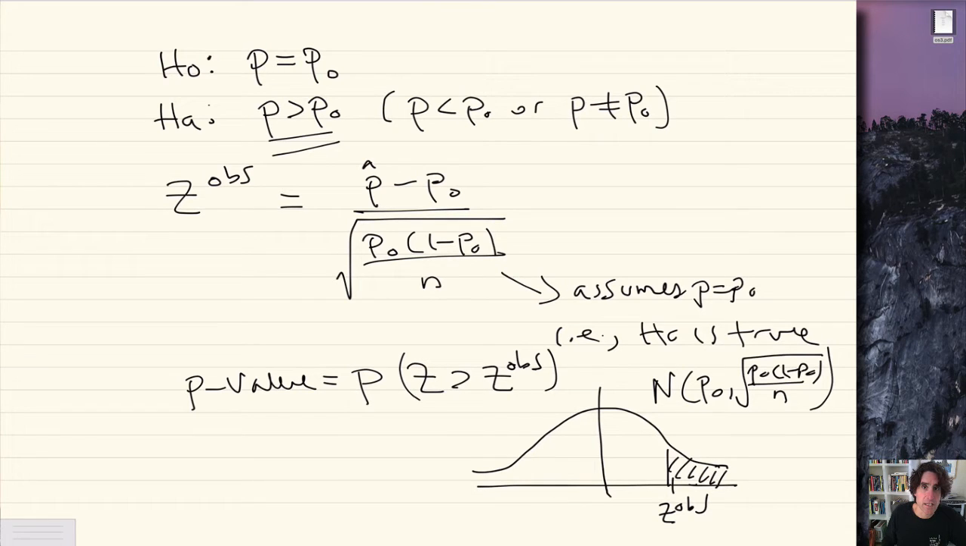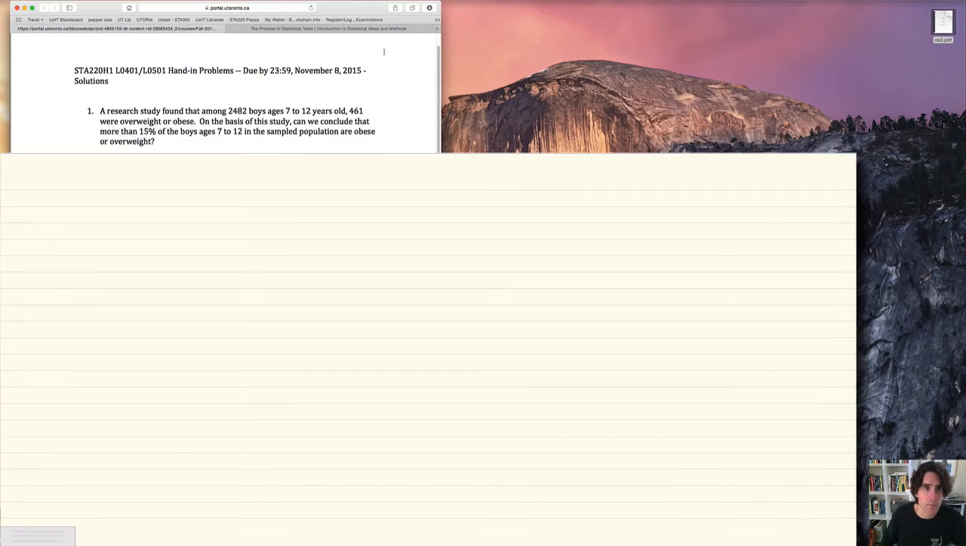Let's move on to the first question on the hand-in problem for this week. The first problem for the hand-in was that a research study found that among 2,482 boys ages 7 to 12 years old, 461 were overweight or obese. On the basis of the study, can we conclude that more than 15% of the boys ages 7 to 12 in the sample population are obese or overweight? Well, here's the solution, but how did we arrive at it?